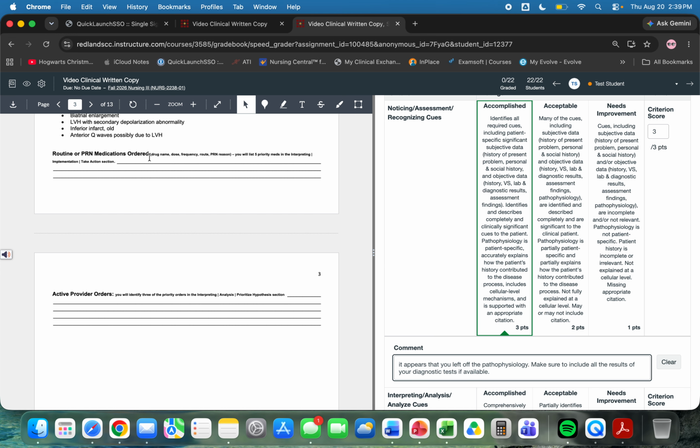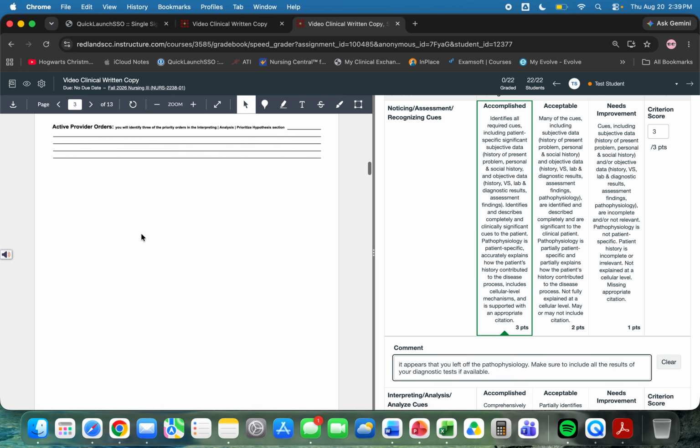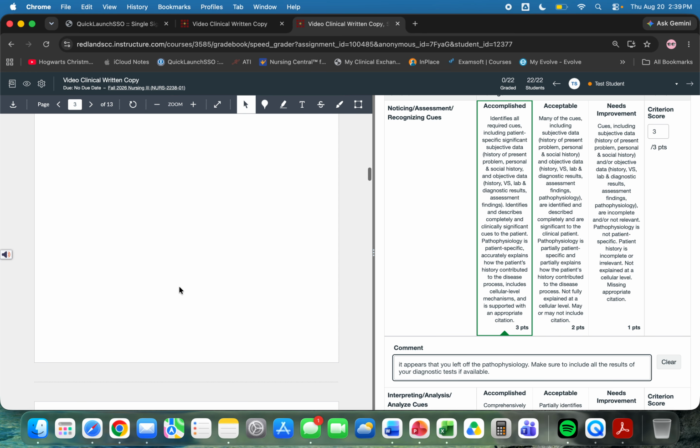So the name, the dose, the frequency, the route, if it's PRN, what's the reason, and then any active provider orders. You will identify 3 of the priority orders later in the paperwork. So we want to list our major provider orders up here, okay? We want to make sure that those are reflected there.